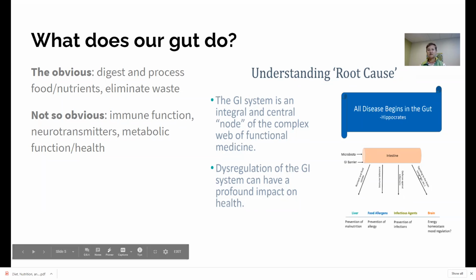And then there's our signaling to our brain and our brain to our gut. What role is that playing in our mood? What about our energy levels? So there are lots of things to do in our gut, and I think not everybody fully appreciates just how central a role our gut plays in our health.